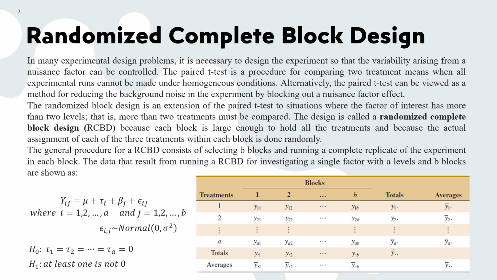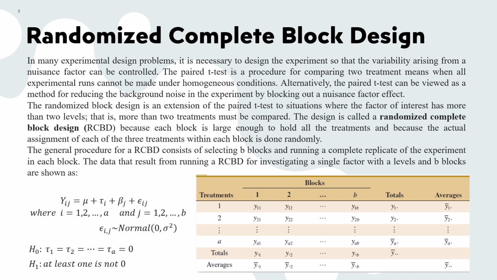In this setup, the randomization is done within each block, meaning that the treatments are randomly assigned to the units in each block to eliminate systematic bias. This design ensures that treatment comparisons are not confounded by block-level variability. The statistical model for RCBD includes terms for the overall mean, the treatment effect, the block effect, and random error. Because blocks help account for some of the variability in the data, the error variance is reduced, increasing the power and sensitivity of the test.